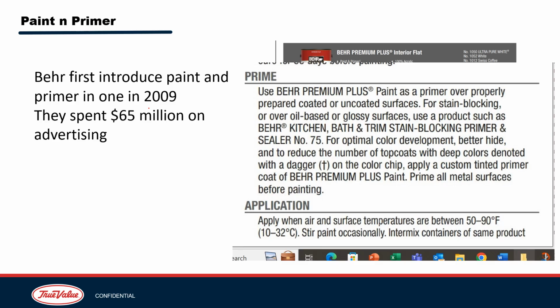You can see it states that you can use the paint as a primer over properly prepared surfaces, but for stain blocking or over oil-based or glossy surfaces, it says use a specific primer. It also says for certain dark colors, use a custom tinted primer. And also says if you're painting metal, use a primer.